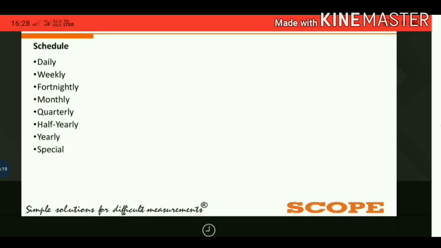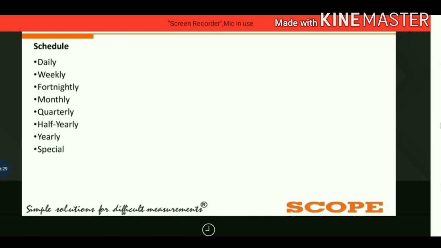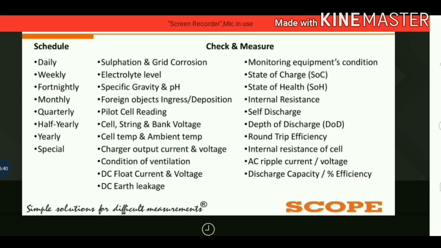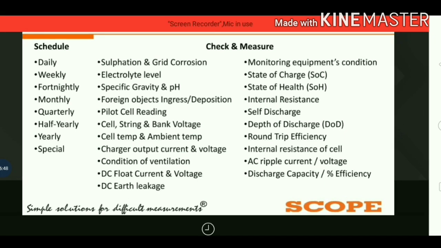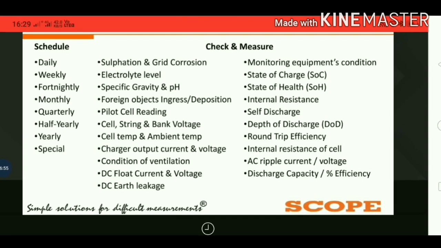So as per different utility guidelines or as per different IEEE guidelines, the utilities are following different schedules, starting from a daily schedule to a yearly schedule, and in some special cases they are maintaining special schedules as well. So there are some tests they are performing to check the condition of the battery. Number one is sulfation and grid corrosion, that I have already explained. We can also check the electrolyte level. If the electrolyte level is going downwards, the battery will be dried out.